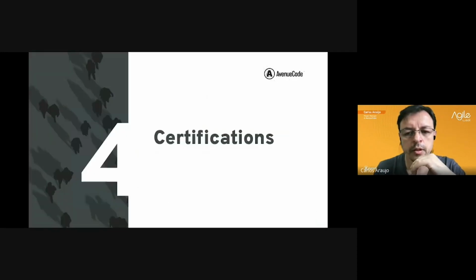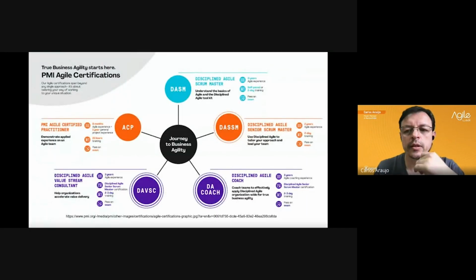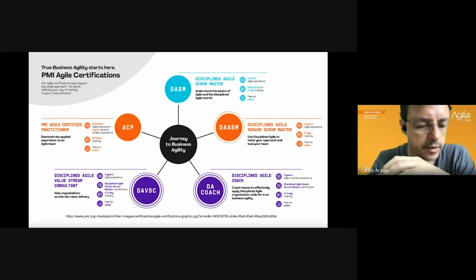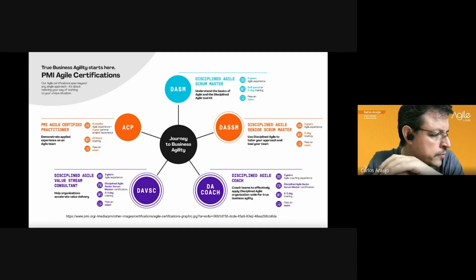Okay, and moving on, we have the certification part. Here we illustrate the path for you according to PMI. What are the possible certifications you can have? You can start here with ACP, Agile Certified Practitioner. There are some requirements here about experience. PMI sometimes, depending on the track, demands some experience working with agility.